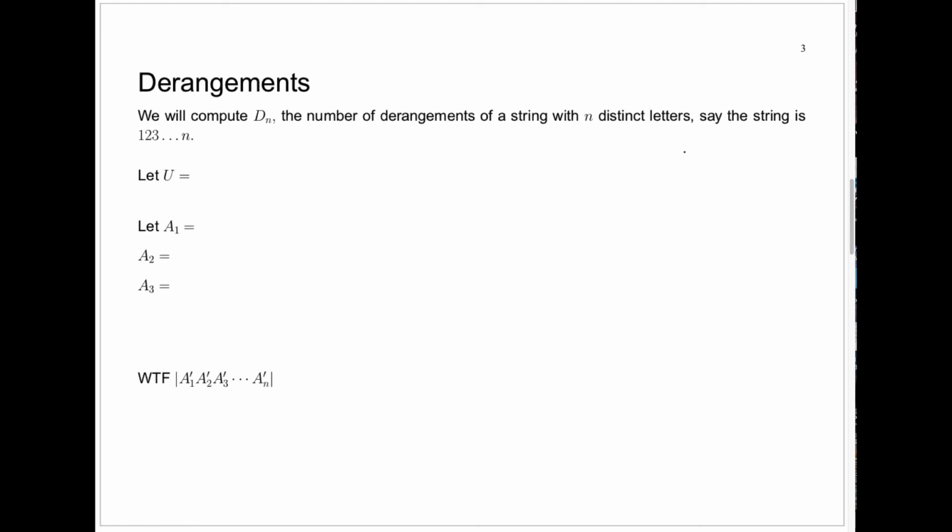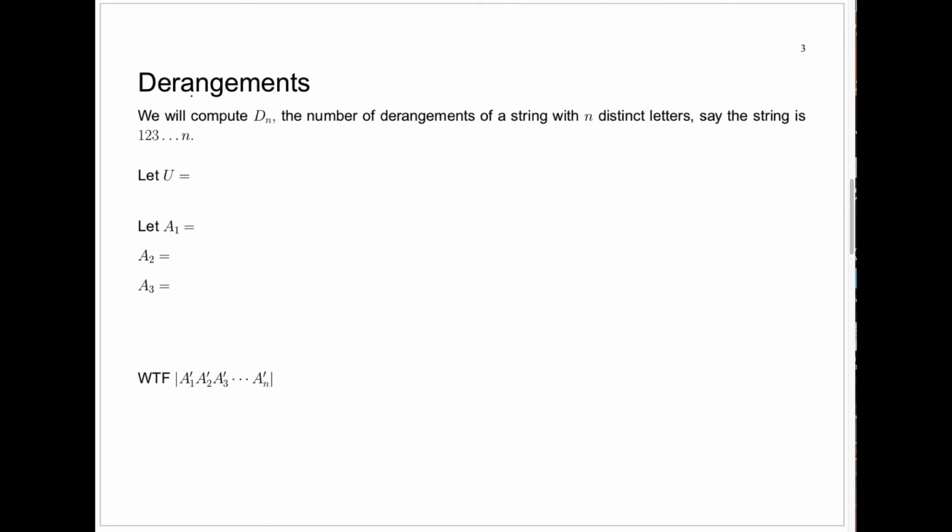In this talk, we're going to use the inclusion exclusion principle to count derangements. We've seen this before when we defined derangements, only we saw that derangements were very hard to count. Well, we'll see now we can do it more easily with the inclusion exclusion principle.